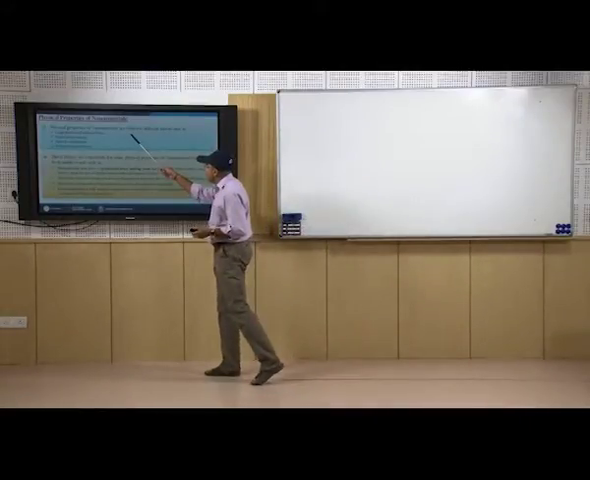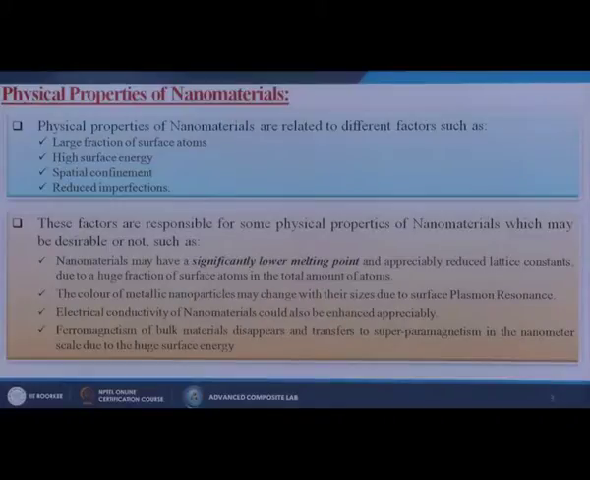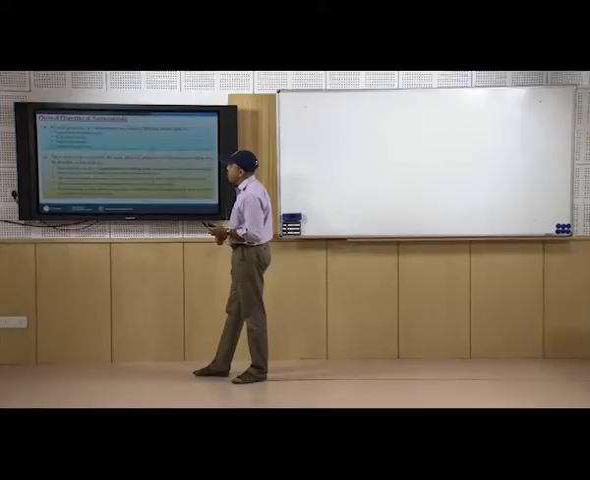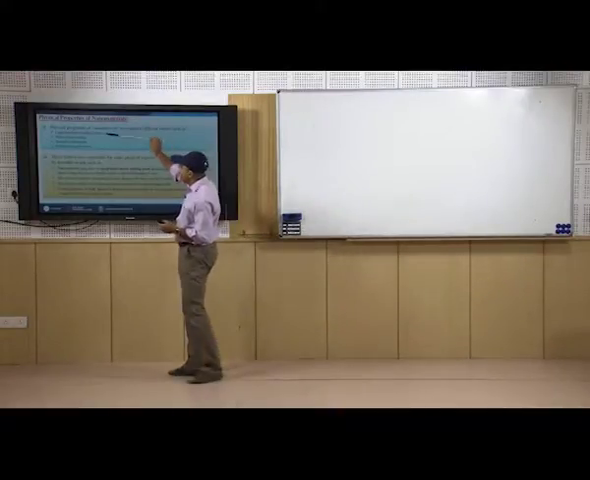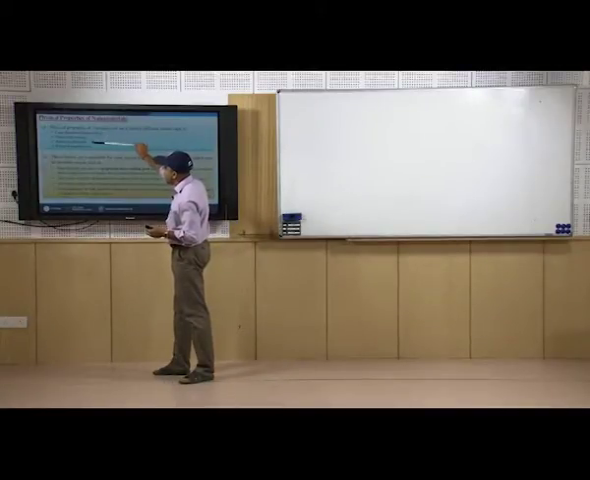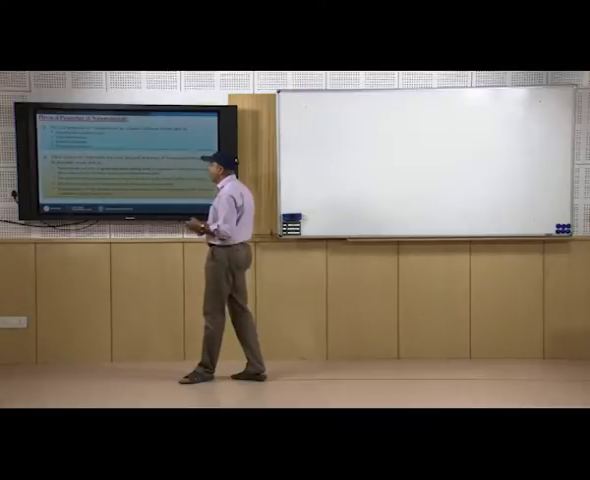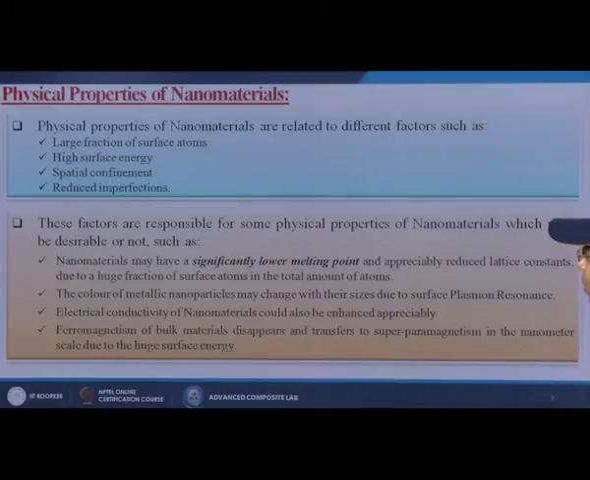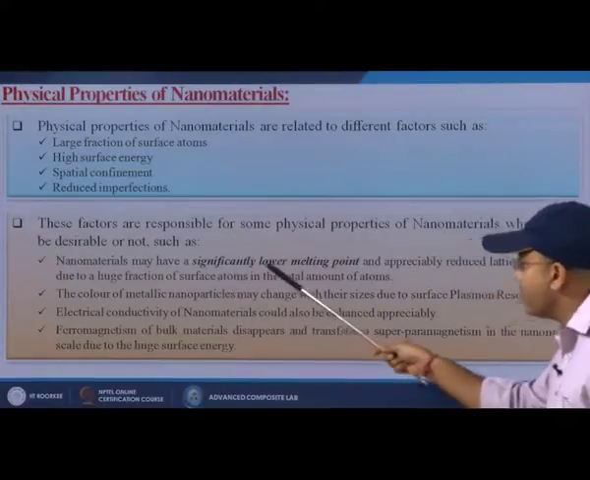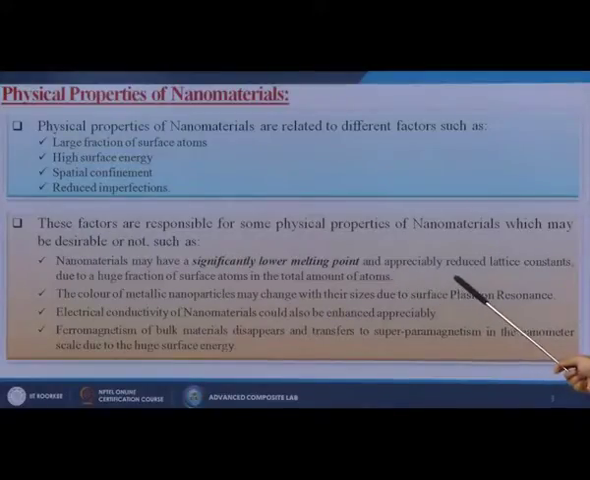Physical properties of nanomaterials are related to different factors such as large fraction of surface atoms, high surface energy, spatial confinement, and reduced imperfections. These factors are responsible for some physical properties of nanomaterials which may be desirable or not. For example, nanomaterials may have a significantly lower melting point and appreciably reduced lattice constants due to a huge fraction of surface atoms in the total amount of atoms.